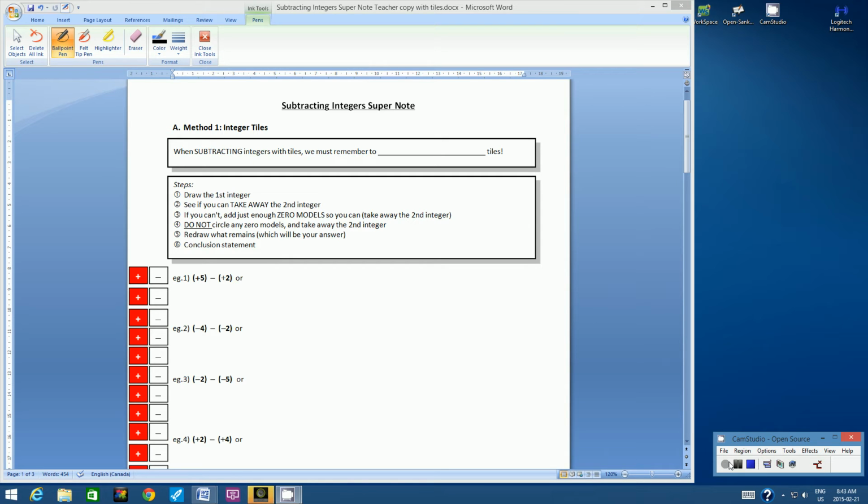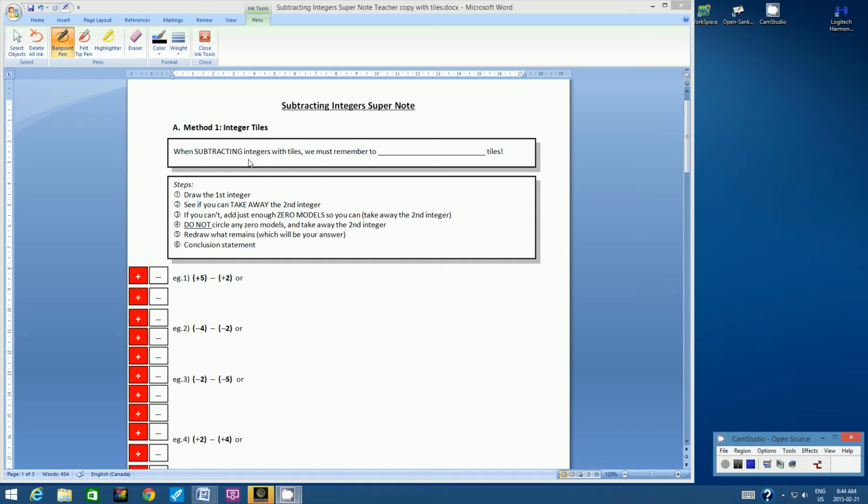Part A, Method 1, integer tiles. Because this is a fairly long lesson, I think maybe I'll chop it up into a few separate videos. It's very important, because this is a brand new skill and a completely different strategy from adding integers, that we take it very slow. So let's begin with the note part up at the top here.